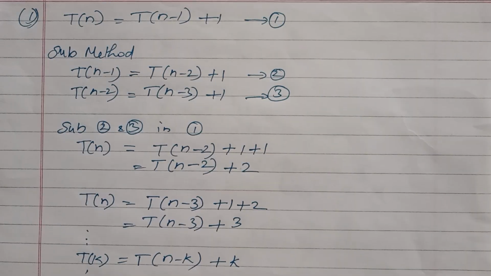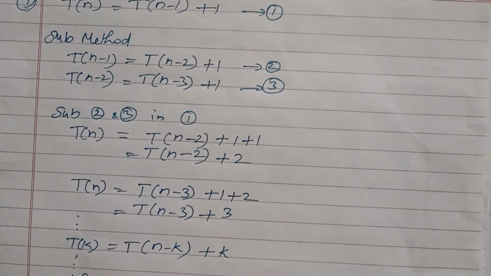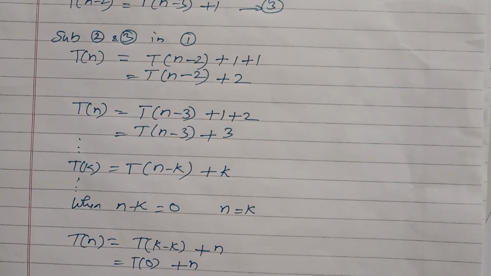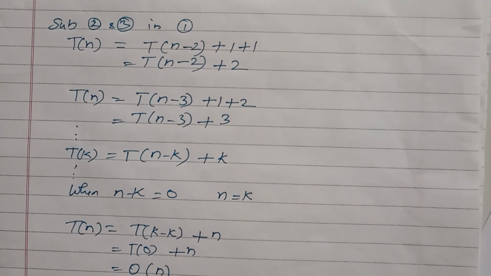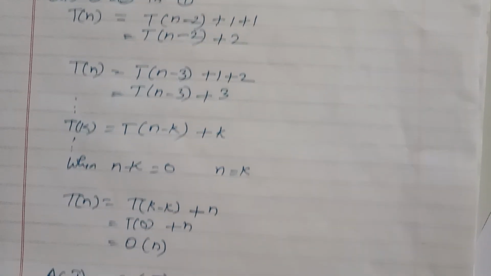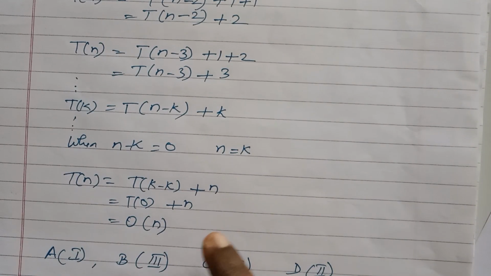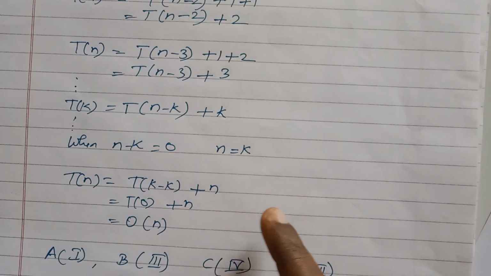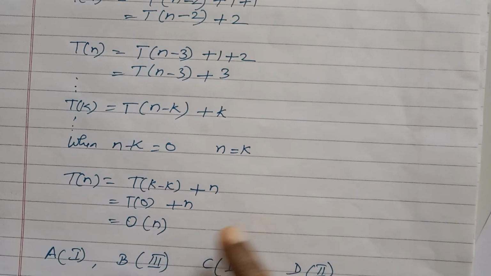Again, next option D, T(n) = T(n-1) + 1. It's the same question we have done in the previous problem. Again you use the substitution method and you can get the answer. T(n) = T(n-2) + 1 + 1. Then again you substitute, T(n-3) + 1, and then you go on till you reach T(k). T(n) = T(n-k) + k. Then when n-k is 0, n equals k, so you substitute: T(n) = T(0) + n. So it is order of n.